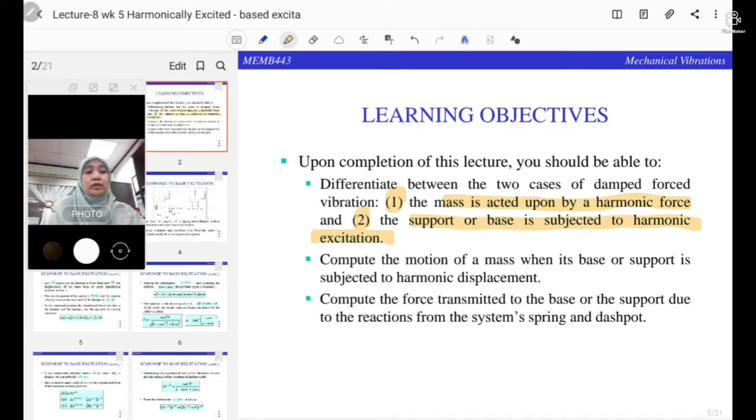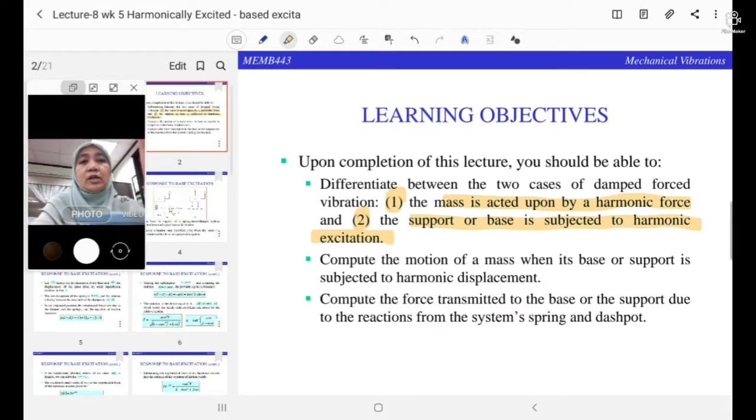So we would like you to know how to compute the motion and the equation of motion subject to this harmonic displacement, as well as to compute the force transmitted to the base or the support due to the reactions from the system's spring and dashpot.